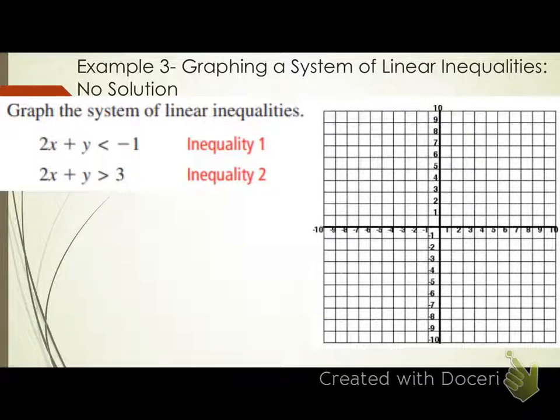Graph the system of linear inequalities. 2x plus y is less than -1. 2x plus y is greater than 3. Are these in slope-intercept form? No. So what are we probably going to have to do first? Put it in slope-intercept form.